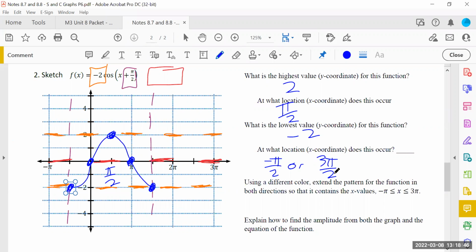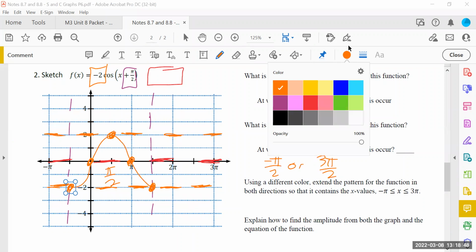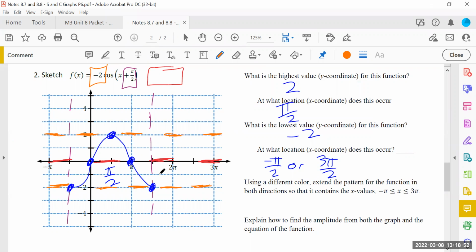Then they have us extend it out using a different color. Again, if you don't have different colors, just make a dashed line or a dotted line. Just keep it going with your pencil, but make it obvious where the original one was. So here then, I'm going to extend it up and down, and on this side, back up there.